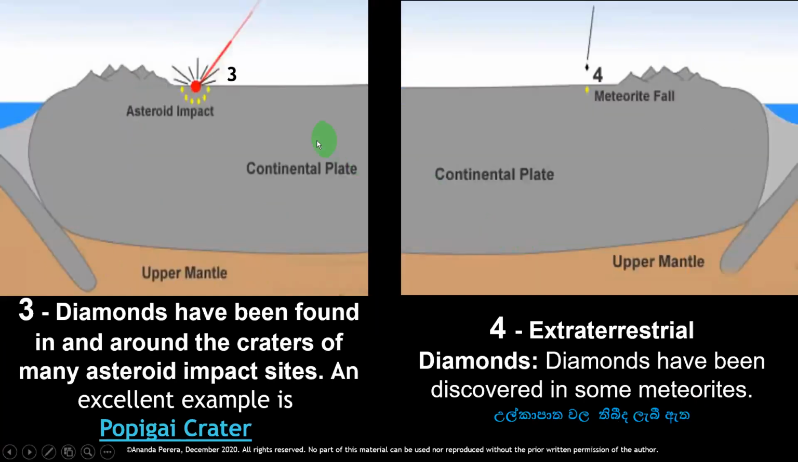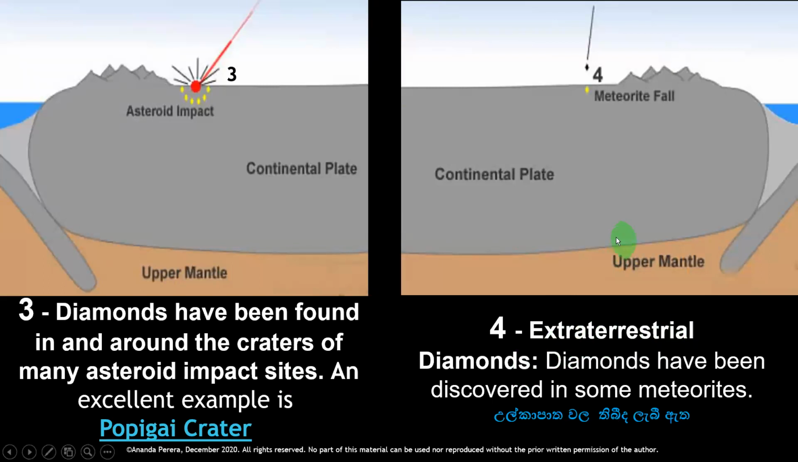Now we are moving to number 3. Asteroid impact. This is the continental plate, upper mantle. Diamonds have been found in and around the craters of many asteroid impact sites. An excellent example is the Popigai crater. Popigai crater, we can discuss later. It is number 3.